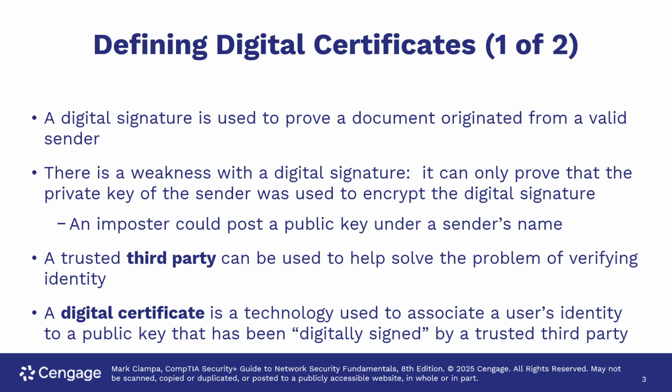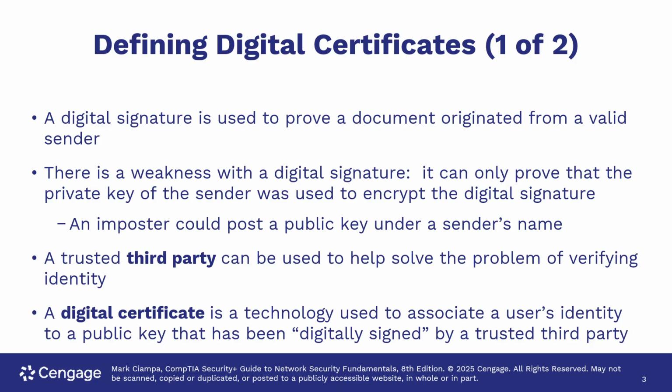So there's a weakness with a digital signature. It can only prove that the private key of the sender was used to encrypt the digital signature. So think about that for a minute. Does that mean it can be forged? Well, if the hacker is clever enough and has the right information, yeah, it could be. There's a weakness that's important. So an imposter could pose a public key under a sender's name. A trusted third party then can be used to help solve the problem of verifying identity.